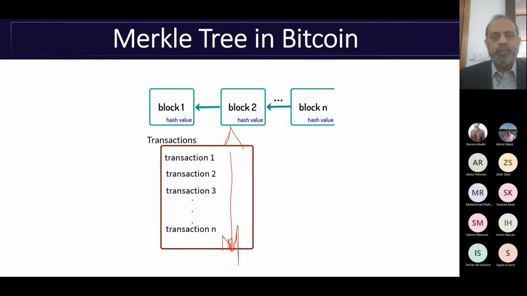So they need to figure out whether a specific transaction is there, and they want to verify whether a specific transaction is there in the blockchain or not. So they query their peer nodes, and the peer nodes would send them some information for a verifier to verify, yes, this transaction is in the blockchain. So that's why Satoshi Nakamoto decided to use Merkle trees in blockchain.